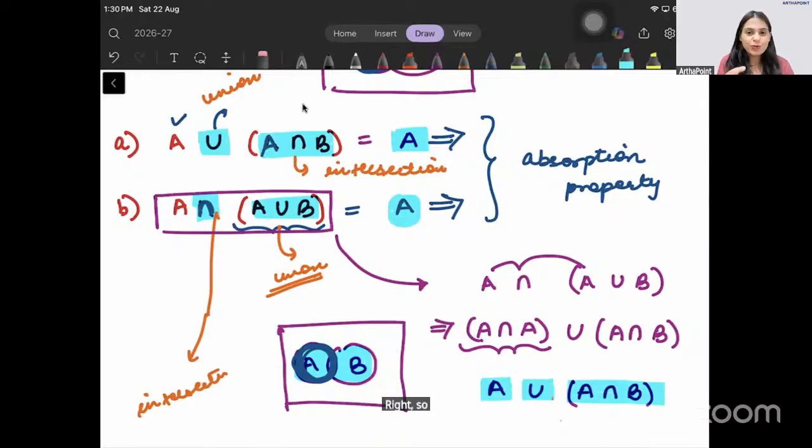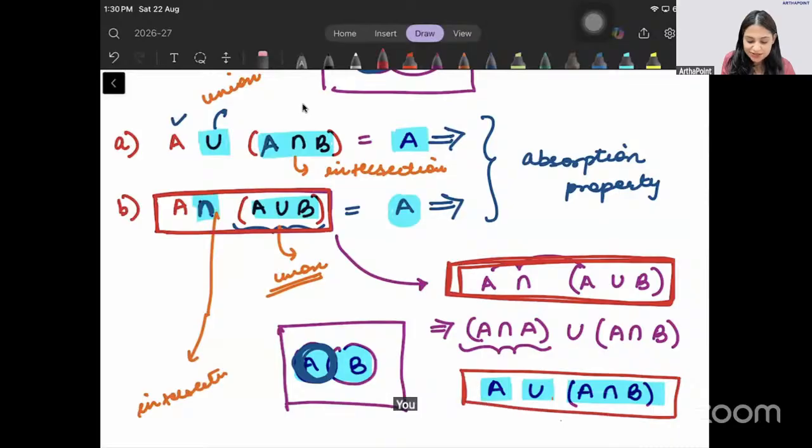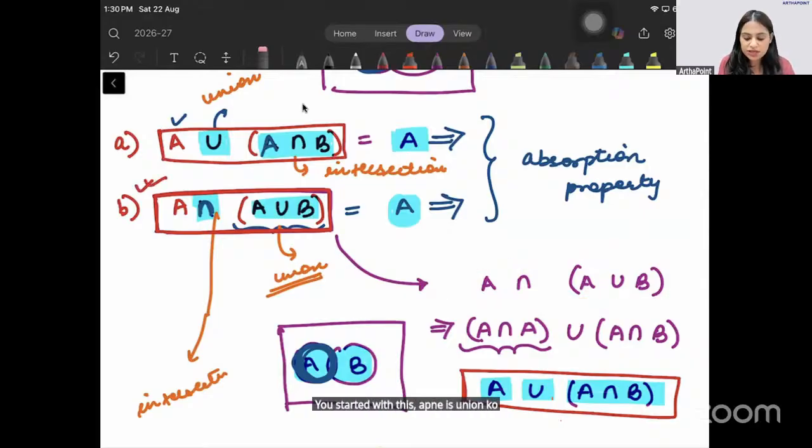Right? So you will notice, this is very interesting. You started with this, and by the distributive property you reached this. You started with this, and you distributed the union. You went ahead, this was an intersection, you put intersection with this, you put intersection with this, and you got to the union. So we can also say that this and this are equivalent.